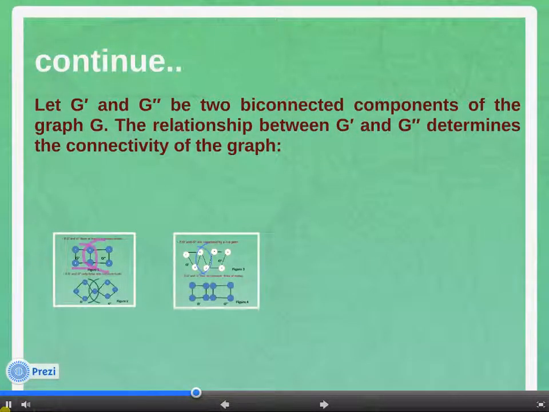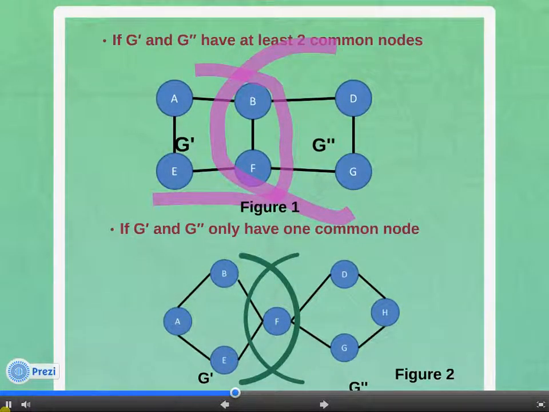Let's discuss some key points. After this, you can think how we can solve this problem. For this, we will take different graph structures. If G' and G'' have at least two common nodes, then G is a two connected graph, or bi-connected. In figure 1, G' and G'' are two subgraphs, and B and F are common nodes. In the second case, if G' and G'' have only one common node, then G is still connected but it has one articulation node that is common to both. In figure 2, node F is common between the G' and G'' subgraphs.